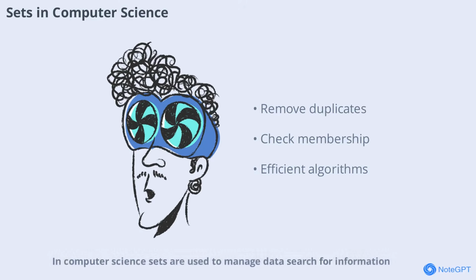In computer science, sets are used to manage data, search for information, and design efficient algorithms. For example, sets help in removing duplicate entries from a list or checking if an item exists in a database. Set operations make these tasks faster and more reliable.